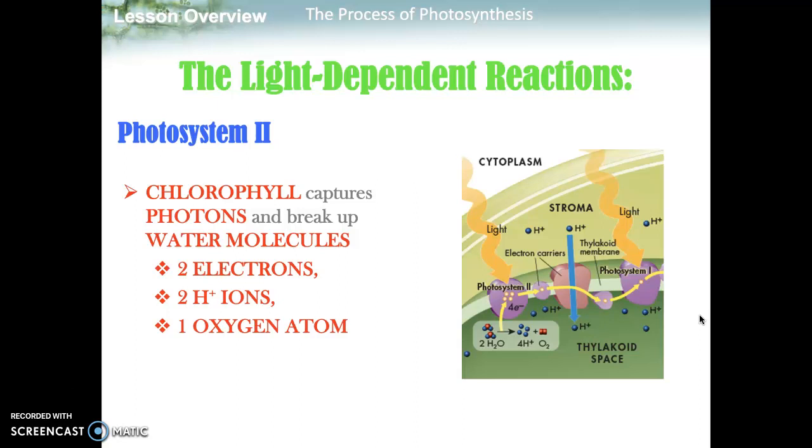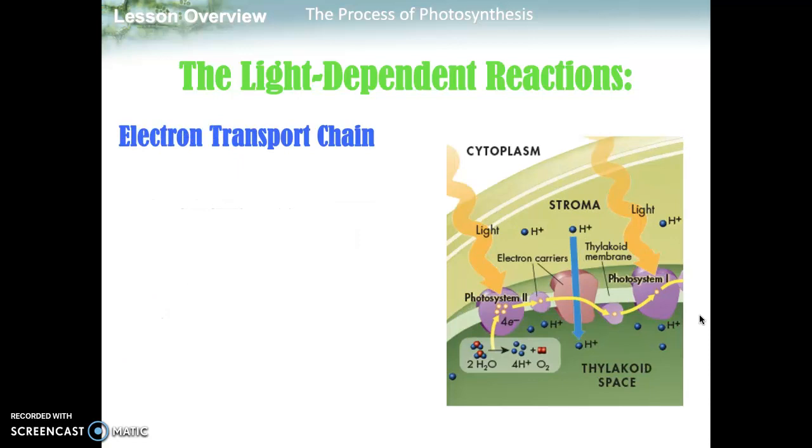So basically we are taking the hydrogens and separating them from the oxygens. That is what's taking place in Photosystem 2. The oxygen is then released into the air as O2, or atmospheric oxygen. So there is Photosystem 2 in a nutshell. We break up water into hydrogen and oxygen. The oxygen gets released. That gets us to what is called the electron transport chain, or ETC.